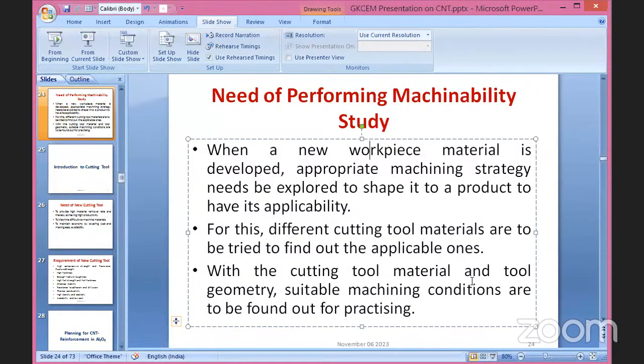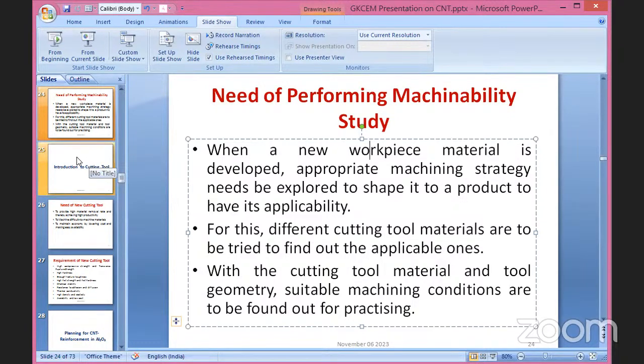And with the cutting tool material and specific tool geometry found, you then have to find the suitable machining conditions at which machining can be done with a good amount of machinability. That is the basic idea. So whenever new workpiece materials are found, or new cutting tool materials are developed, you always have to make some machinability study to find the typical geometry and material of the cutting tool and the typical cutting conditions at which appropriate machining can be carried out. That is the basic idea and basic requirement of machinability study.